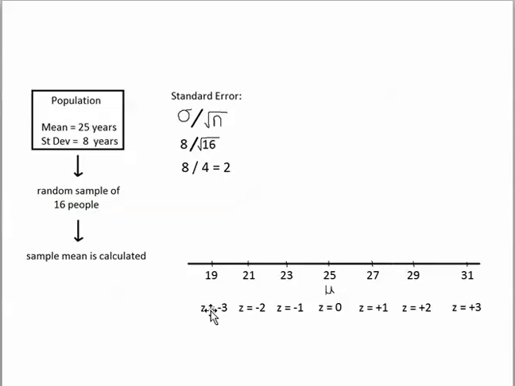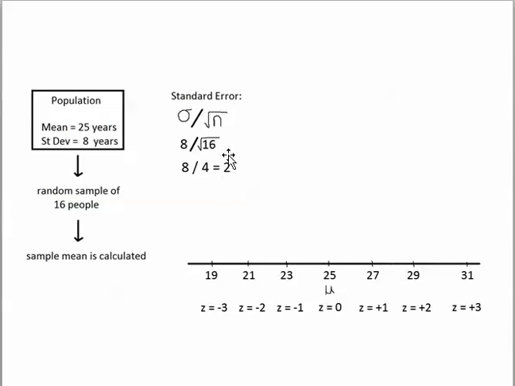Underneath this number line, I marked off some z-scores. I'll explain where these z-scores came from. Before we understand where these z-scores came from, we have to look at this formula, which is the standard error. When a sample mean is being calculated, the standard error is the population standard deviation, sigma, divided by the square root of the sample size n. In this situation, those two numbers are 8 and 16. So the standard error is just 8 divided by the square root of 16. The square root of 16 is 4, so 8 divided by 4 is 2, and 2 is the standard error.